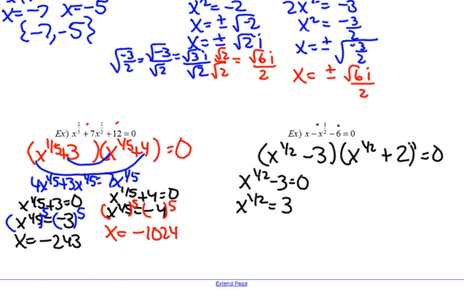Now, in the last problem, it was x to the 1/5, and I took both sides to the fifth power. Because it's to the 1/2, I am going to square both sides and get x equal to 9. If it was x to the 1/4, I would take both sides to the fourth power.